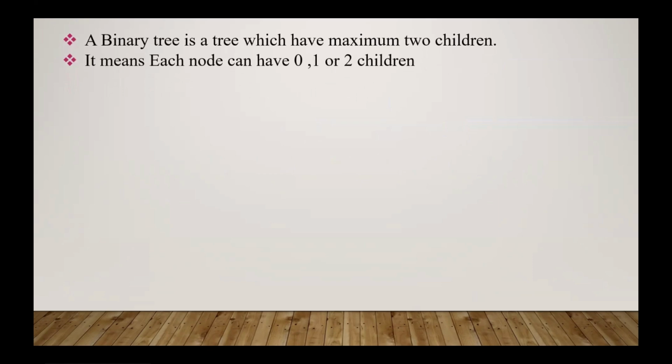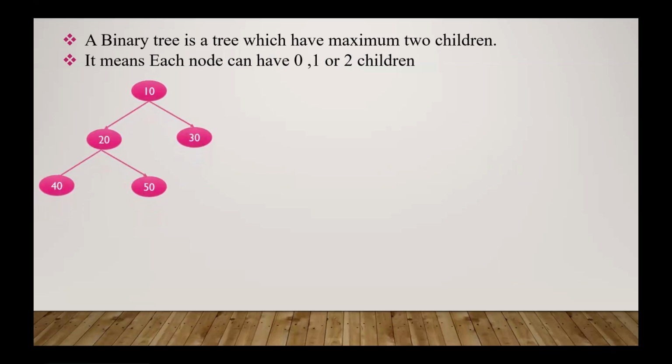So what is a binary tree? A binary tree has a maximum of two children. It means each node can have 0, 1 or 2 children. More than 2 is not allowed. So if a node has any children, it can have at most 2 children. More than that is not allowed.